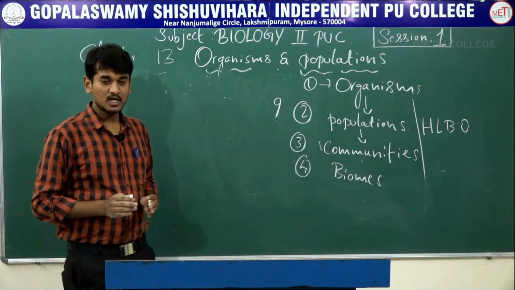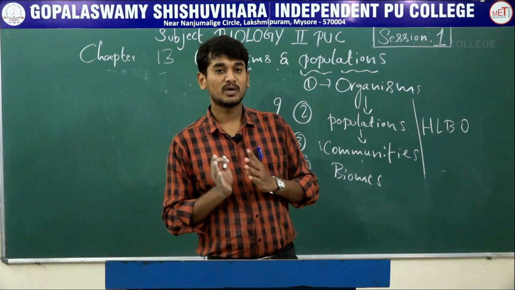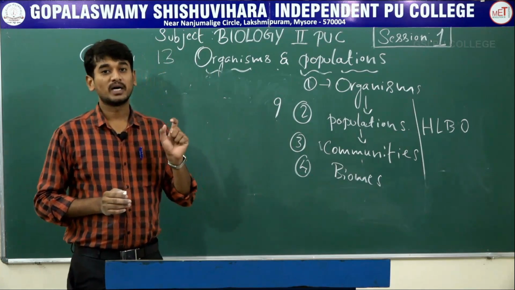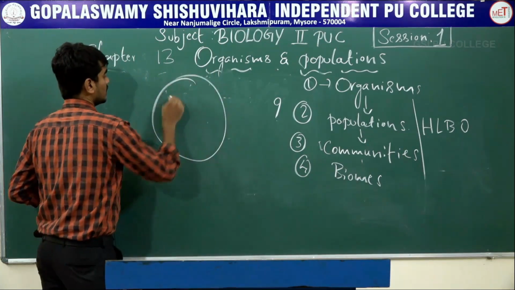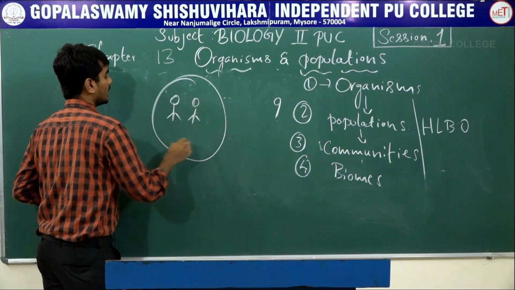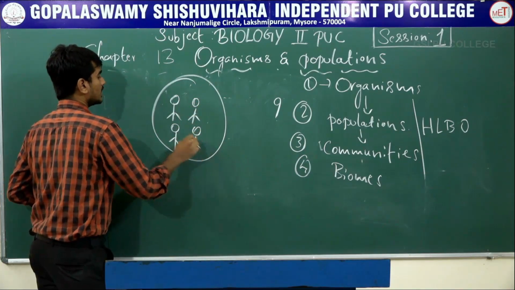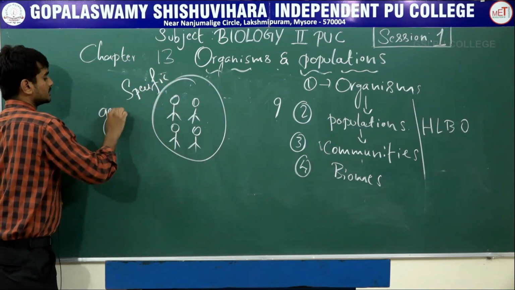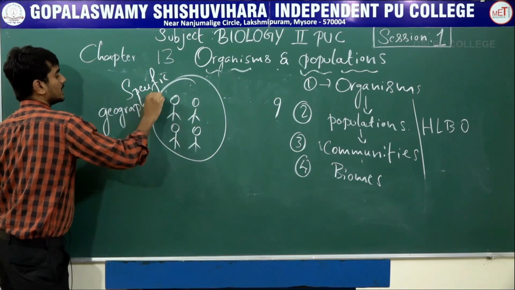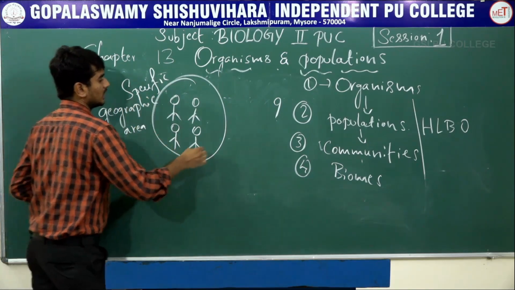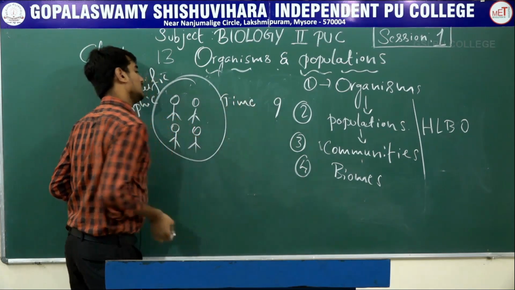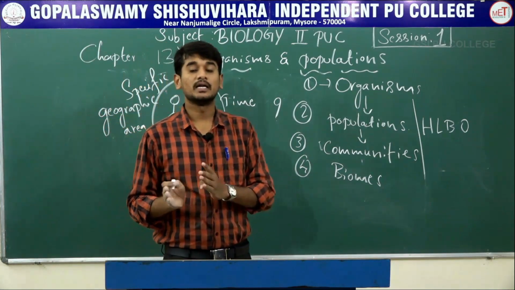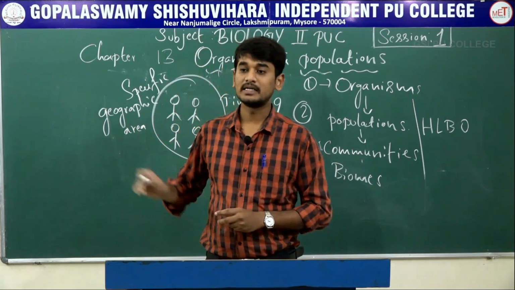See, population means the total number of individuals of a species in a specific geographical area at a particular time. That is called population. Total number of individuals of a species in a specific geographical area at a particular time.